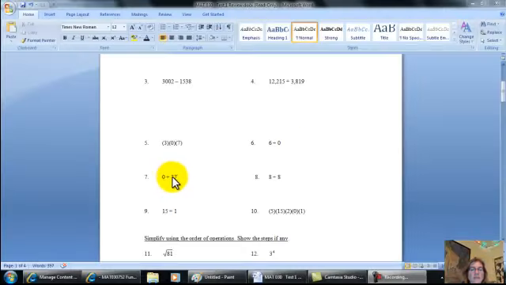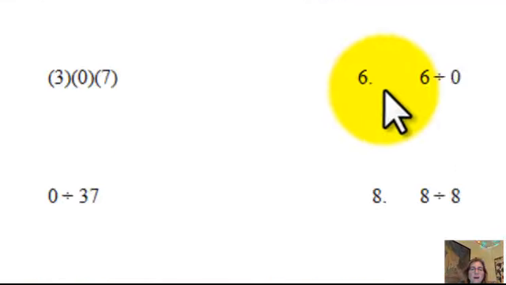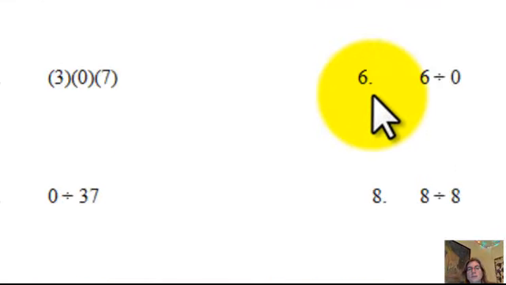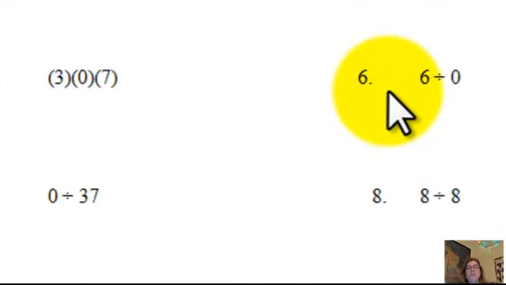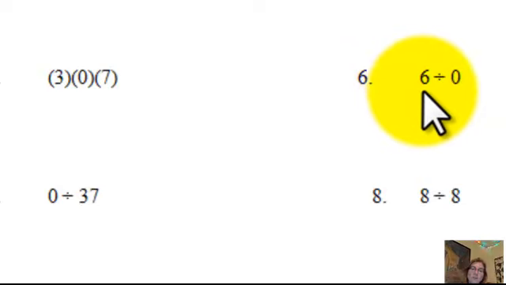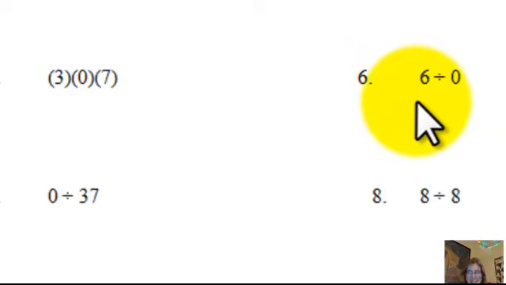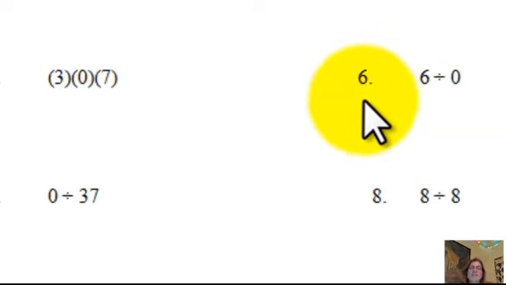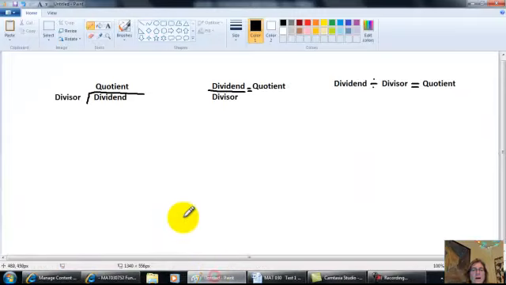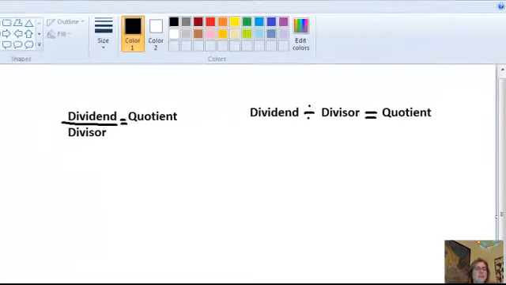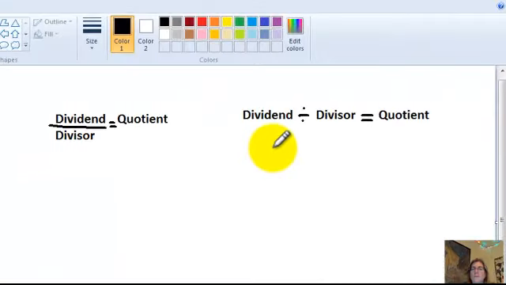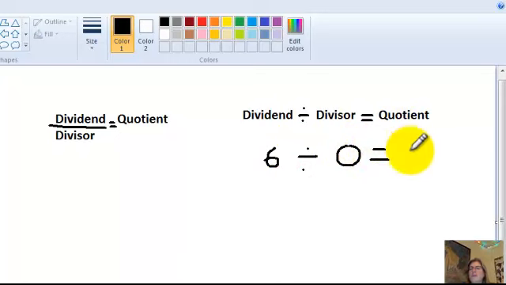Problems 6 and 7. And here we go. This was also in the discussion, and I asked which number here was the dividend and which was the divisor for both number 6 and number 7. So here we go. Number 6, divided by 0. Let's put it under this model here because that's the way it's listed. Divided by 0. And quotient is the answer.